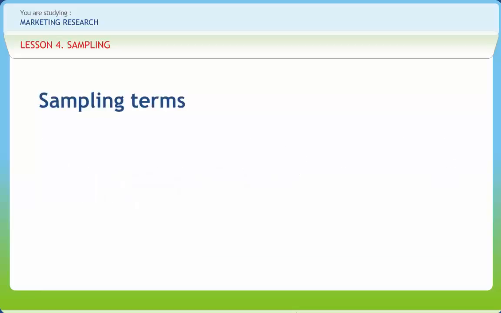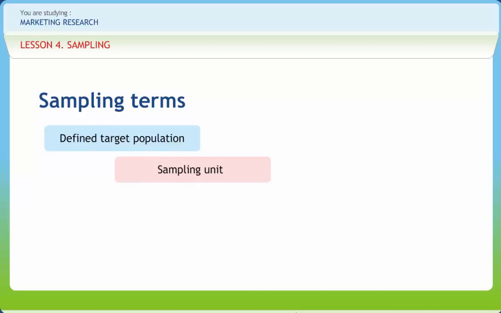An element is the unit about which information is collected. The type of unit considered in any marketing research study would depend upon the objectives of the study. A properly designated population must be defined in terms of elements, sampling units, extent, and time. A sampling unit is that element or elements considered available for selection in some stage of the sampling process.